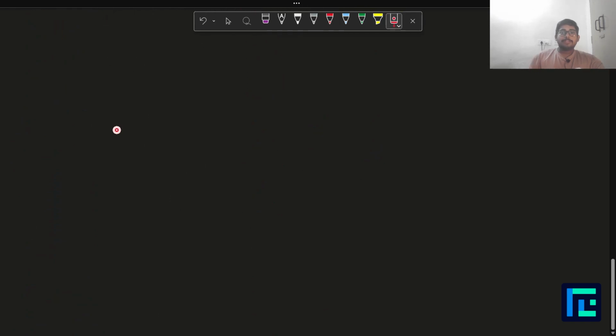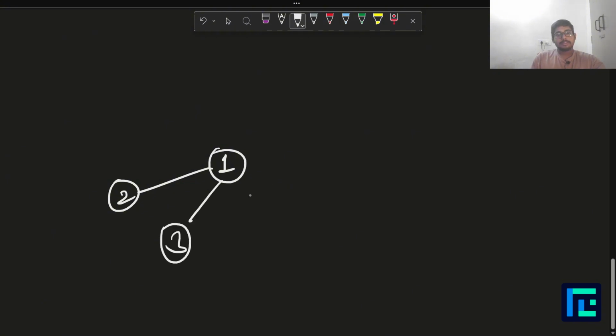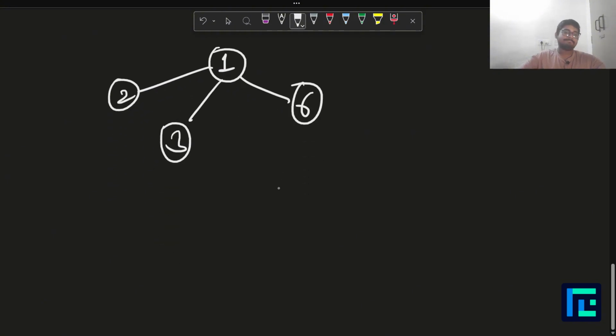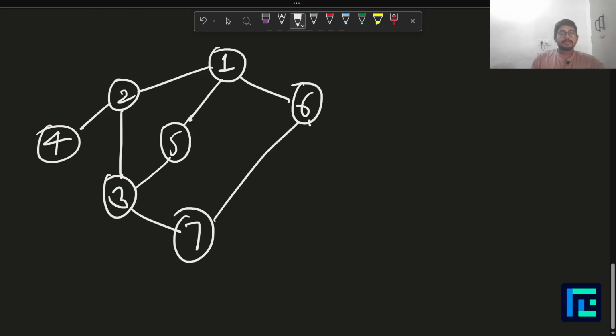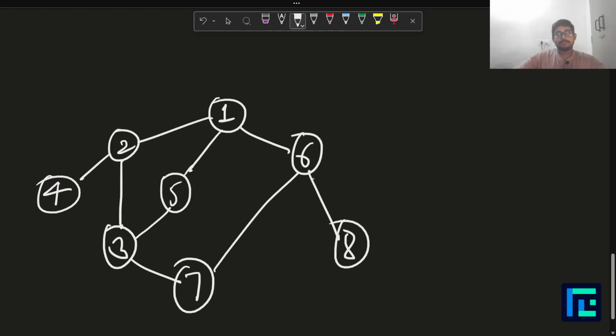Okay, so what you are given is a graph. That can be any random graph. Let's say you have a 1 here, 2 here, 3, 6. From here, let's say you can go to 3, 4, or let's say here you have 5. Let's say you have some random graph like this.